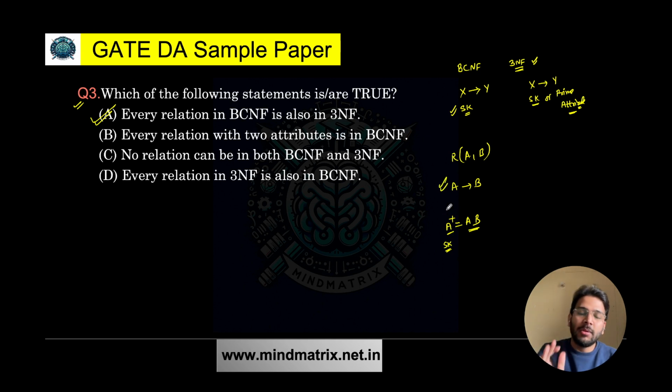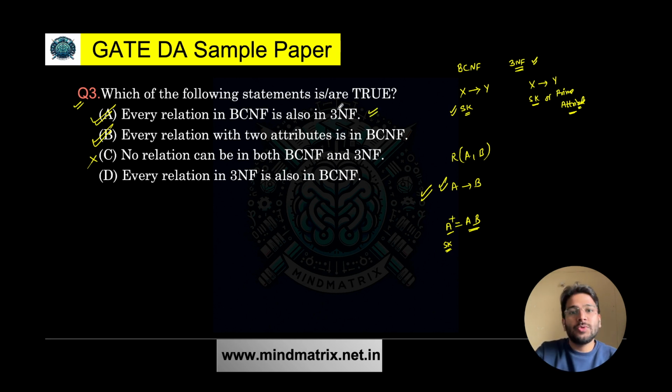So always remember this, as I have given the example also, that every relation with 2 attributes is always in BCNF. This is true. B is also correct. Option C, no relation can be in both BCNF and 3NF. Yes, it can be. This relation is in 3NF and BCNF. So this is incorrect. Every relation in 3NF is also in BCNF. No, it is not true.